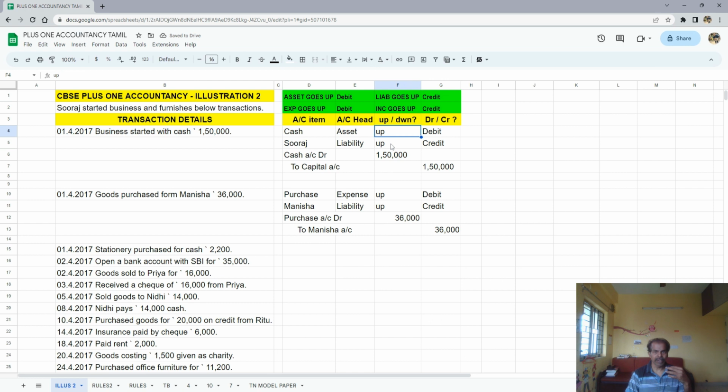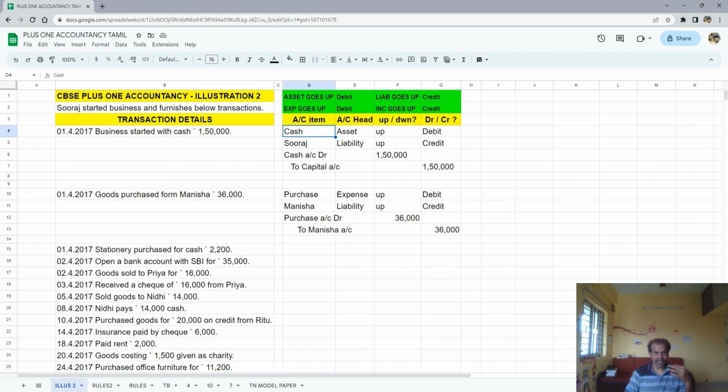Then the third step is whether it is going up or down. Then only you can apply the rule, debit or credit. Correct? So first we have to find what is the account involved, then which account head it belongs to, then whether it's going up or down, then apply the rule. Okay, so let us see here.